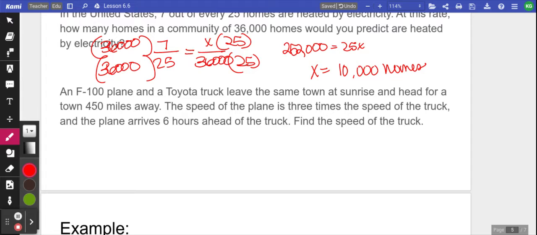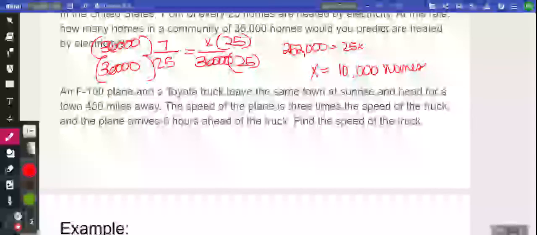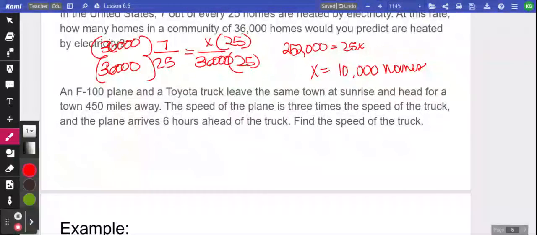An F-100 plane and a Toyota truck leave this town at the same sunrise and head for a town 450 miles away. The speed of the plane is 3 times the speed of the truck, and the plane arrives 6 hours ahead of the truck. Find the speed of the truck.